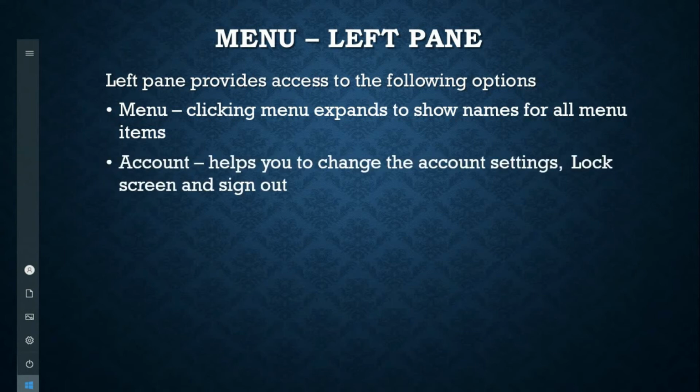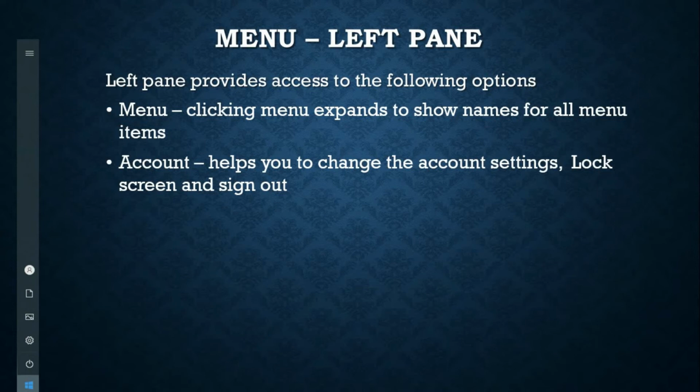An account helps you to change the account settings, lock screen and sign out. So lock screen is generally used when you have many applications open and need to pop away from your desk. Say you have to take a break or attend a meeting and you don't want everything you have opened on your screen to close down, but at the same time you don't want anybody to use your PC and access all of the applications.